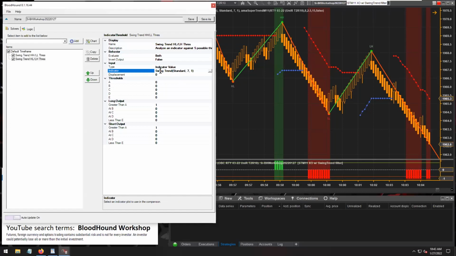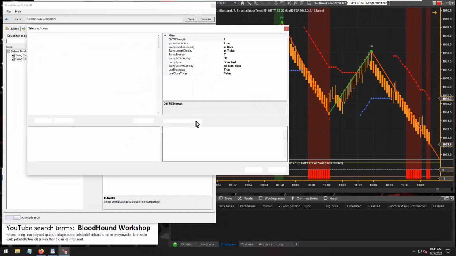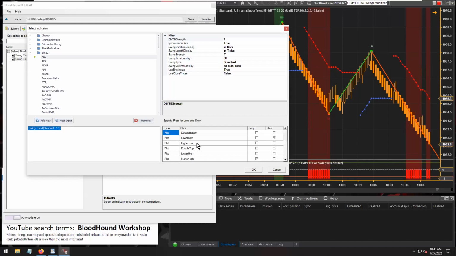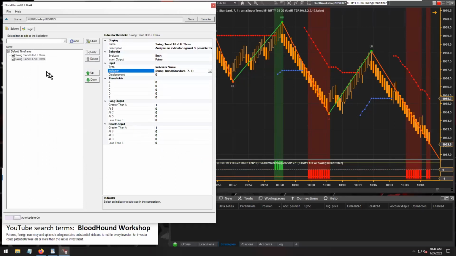Now let's go into the swing indicator and pick the correct plots here. I want a higher low for a long, and I want a lower high for a short. Okay, so we got that picked. All right, so we have our second solver set up here, identifying the second point to determine a trend direction.